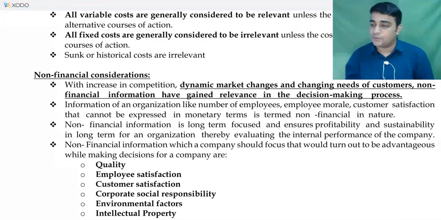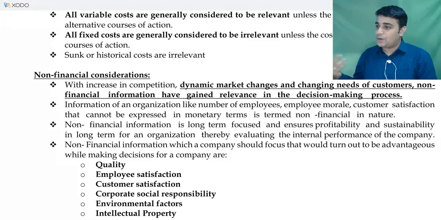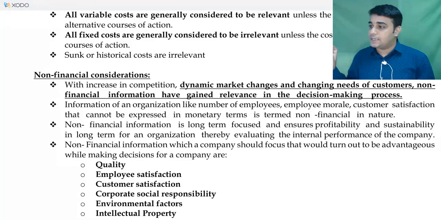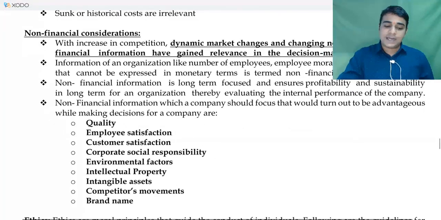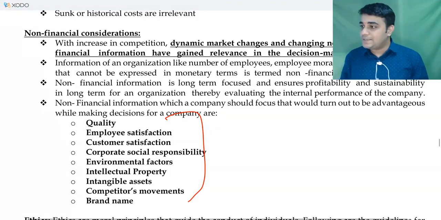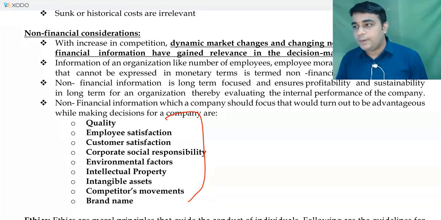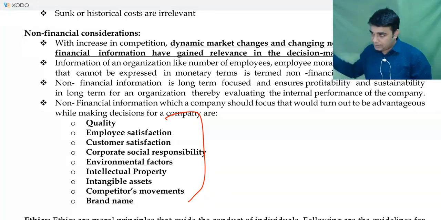non-financial consideration. Till now I kept on saying every question, consider non-financial consideration. There are certain set non-financial considerations which you can think about. Any problem you do, there are set non-financial considerations. These are the ones you can think about: quality, employee satisfaction, customer satisfaction, corporate social responsibility, environmental factors, intellectual property, intangible asset, competitors' movement, brand name. If you are not able to arrive at some non-financial factors in a question, you write general information like this.